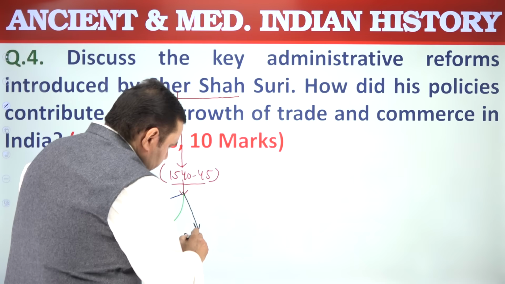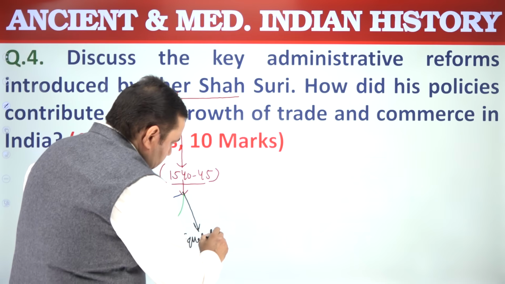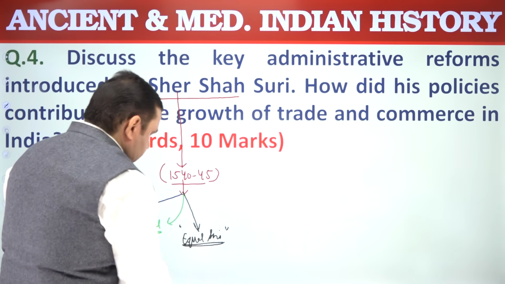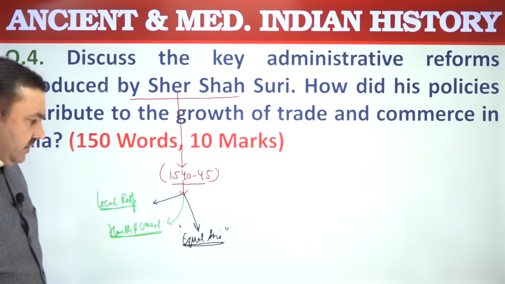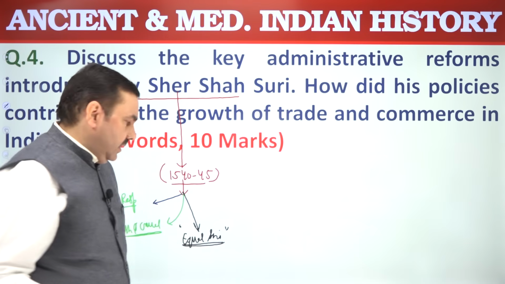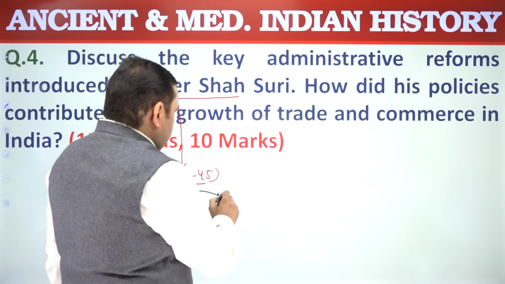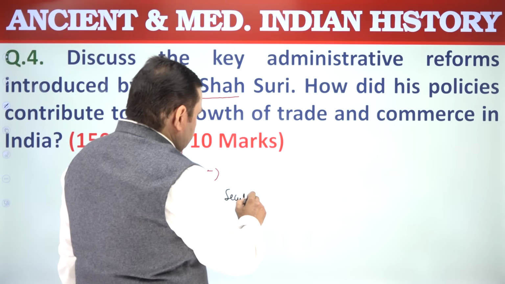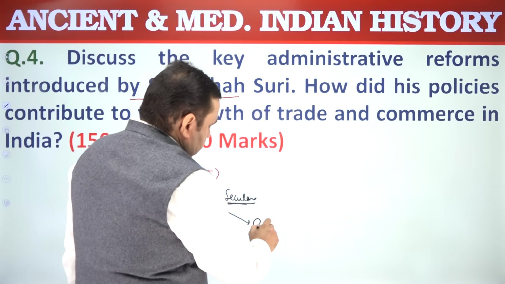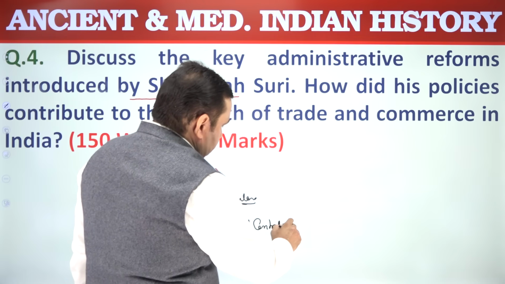Equal size of provinces. He divided his empire into sarkars and parganas of equal size so that administrative responsibilities could be handled properly. His political system, or his administration, was secular. He did not discriminate among the people on the basis of religion. He followed a policy of centralization of administration.